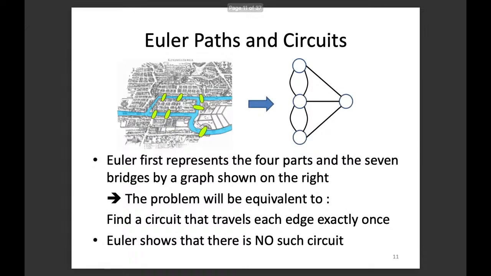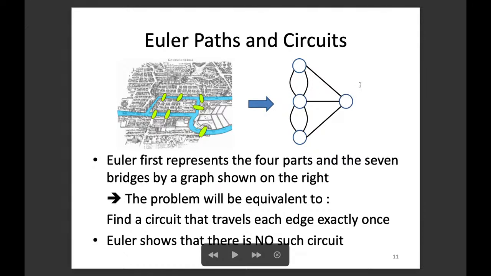This problem was first studied by Euler. What Euler did to capture this problem is he turned it into a graph problem. He used a vertex to represent each region. So this big region here is represented by this vertex. The island here is represented by this vertex. This region is this one, and there is another one that looks like an island, this one. And then he used edges to represent the bridges. So we can see that there are 7 bridges here.